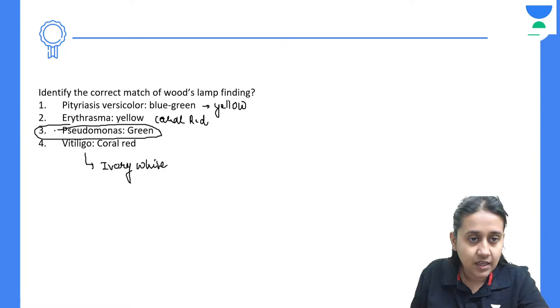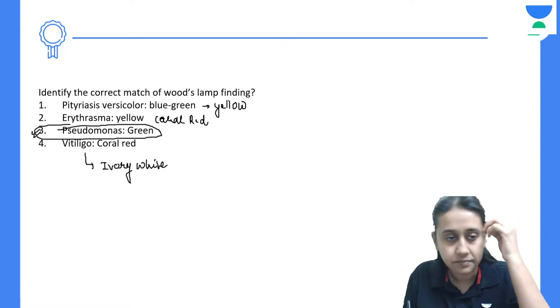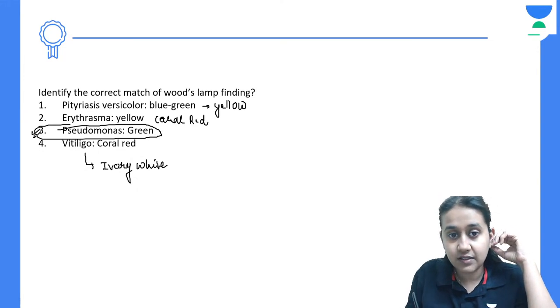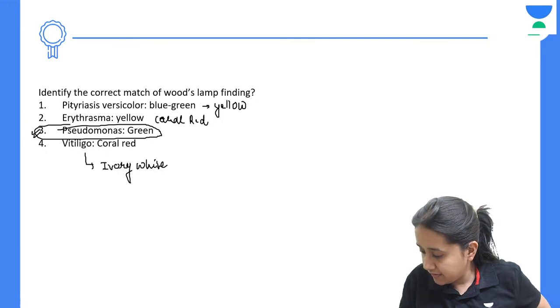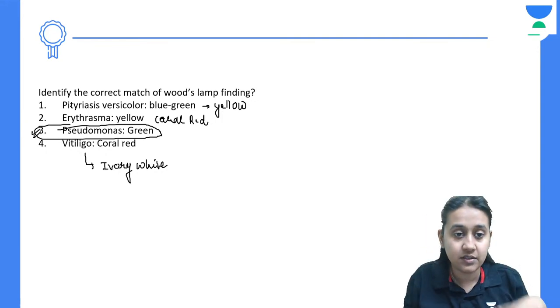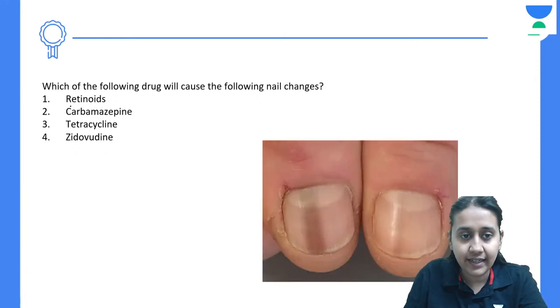Okay? So the correct answer of this question is option number 3. Pseudomonas is the correct statement. Rest all are wrong. Understood everyone? So these 3 to 4 questions they can ask you with respect to the wood lamp. Moving to the next question.